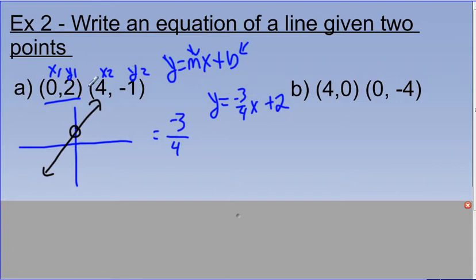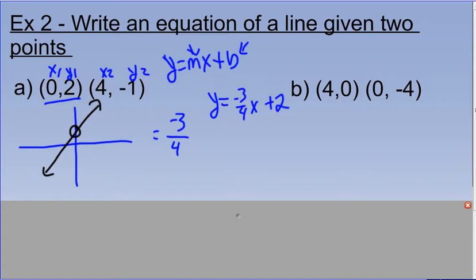We found the slope using the 2 points in that slope formula, y2 minus y1 over x2 minus x1, and we found our slope to be negative 3 over 4. The y-intercept we found by looking at the points and finding which point had an x value of 0. This one has an x value of 0, so the y value is our y-intercept.